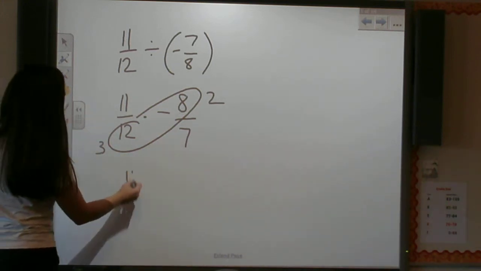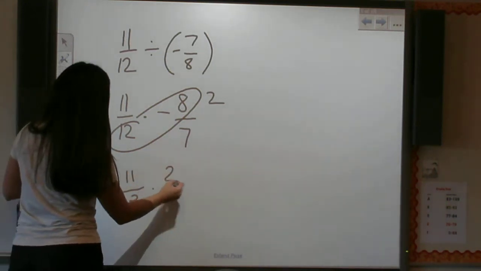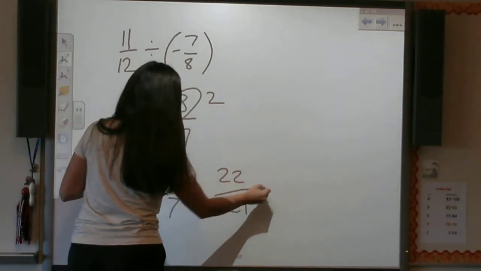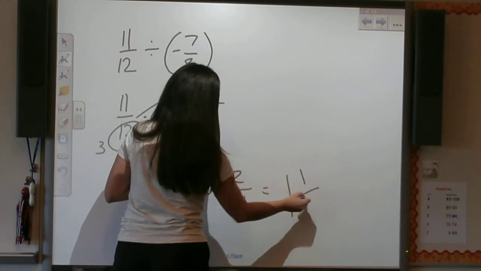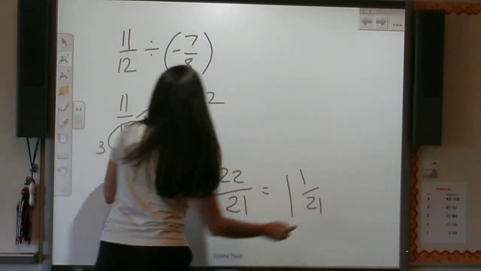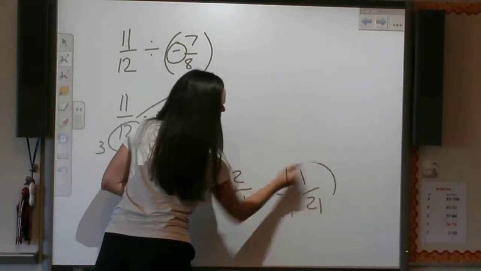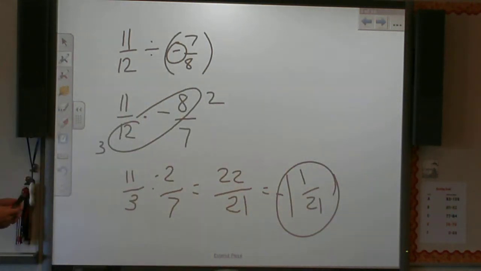All right, so I have 11 over 3 times 2 over 7. So that gives me 22 over 21, which can be turned into 1 and 1/21. And remember, we were working with negatives. So negative 1 and 1/21.